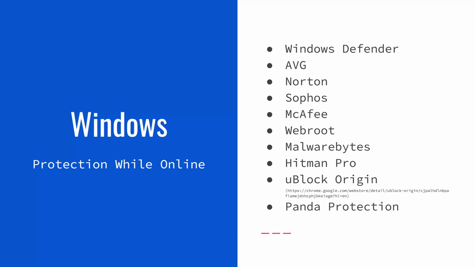So those are ad blockers. Those are things like Hitman Pro, uBlock Origin, and there was one recommendation from the last time we ran this class, which was Panda Protection. I've never used it. I stick with uBlock Origin, but these will basically make your web browsing experience a little bit better.